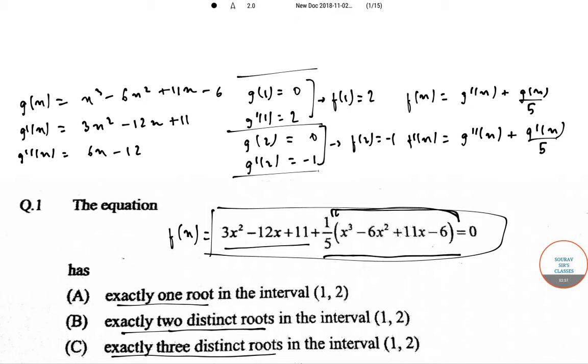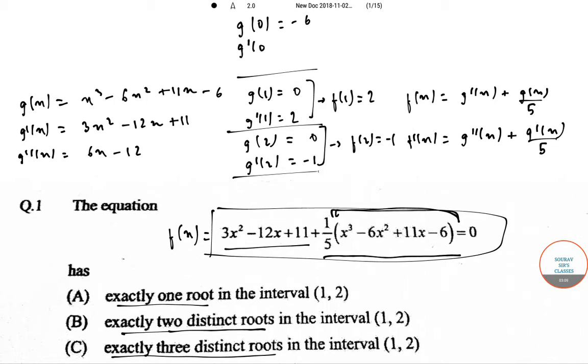Also g(0) = −6 and g'(0) = 11, and using this we get f(0) = 11 − 6/5, that is equal to 49/5.